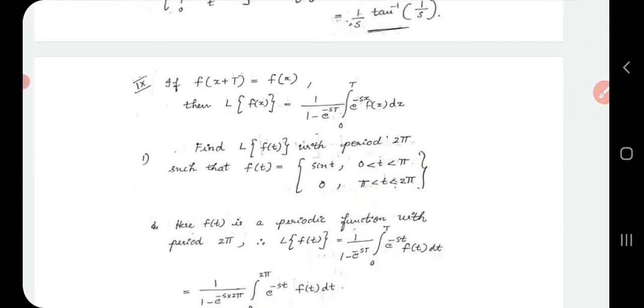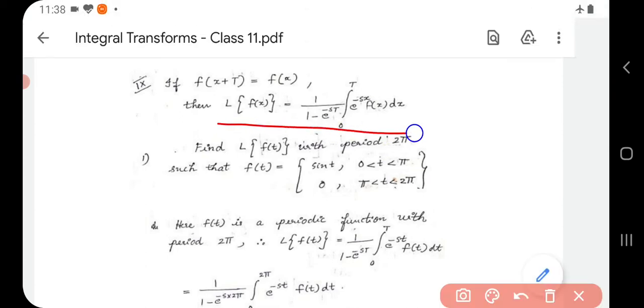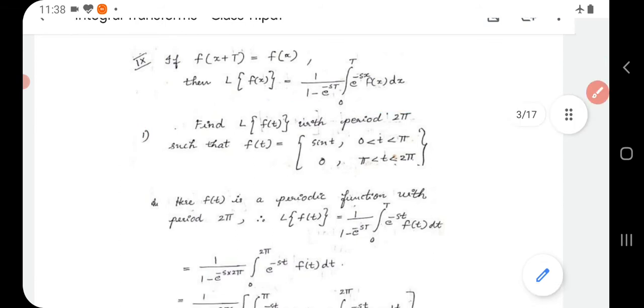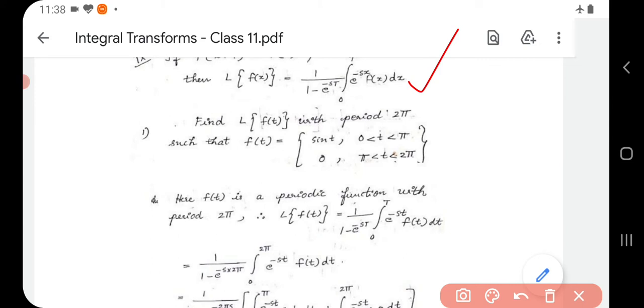Theorem 9: if f(x plus T) is equal to f(x), then the Laplace transform of f(x) will be 1 by 1 minus e raised to minus sT, times the integral 0 to T of e raised to minus sx f(x) dx. So that is a formula which you have to apply. Here is the question. If you are having a question of this form, you have to apply this formula. Here the given function is a periodic function. What is the period? 2 pi. So you just write the formula as such. See, this formula is written here.